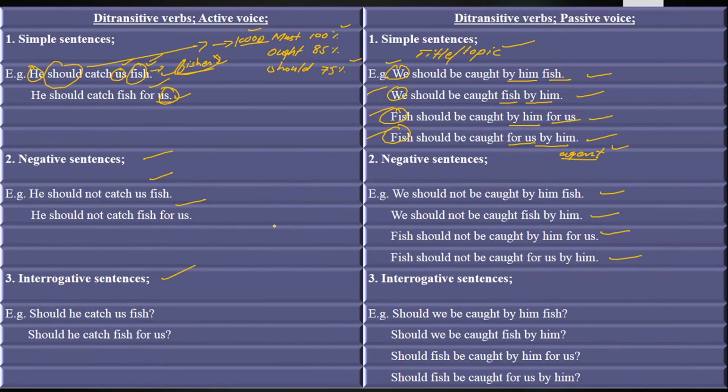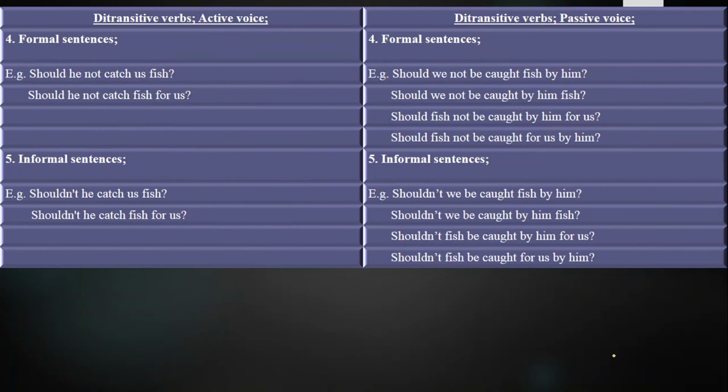Next we have got interrogative sentences. Those sentences in which we ask question and put queries are called interrogative sentences. Should he catch us fish, should he catch fish for us, should we be caught by him fish, should we be caught fish by him, should fish be caught by him for us, and should fish be caught for us by him.